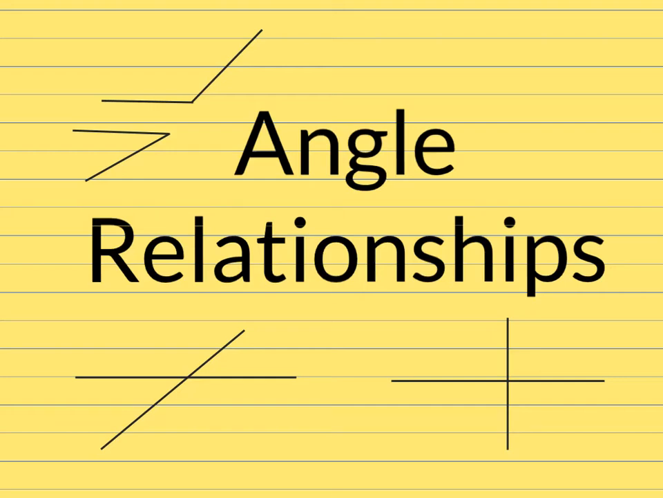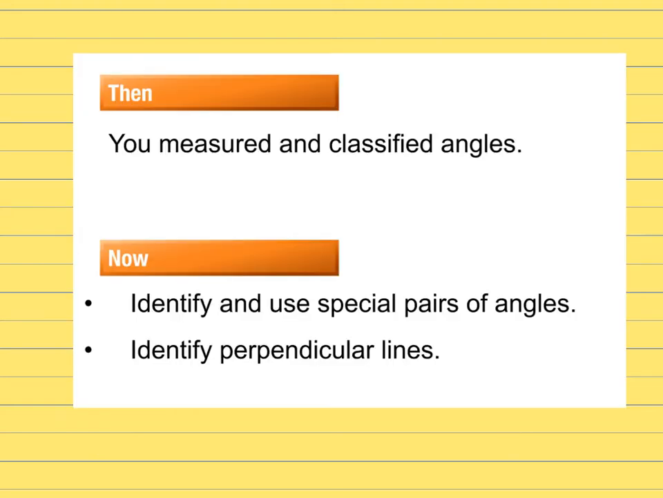This is a video about angle relationships. By now you should be able to measure angles and classify angles, like obtuse, acute, right angles, and straight angles. Now we will identify and use special pairs of angles and identify perpendicular lines.